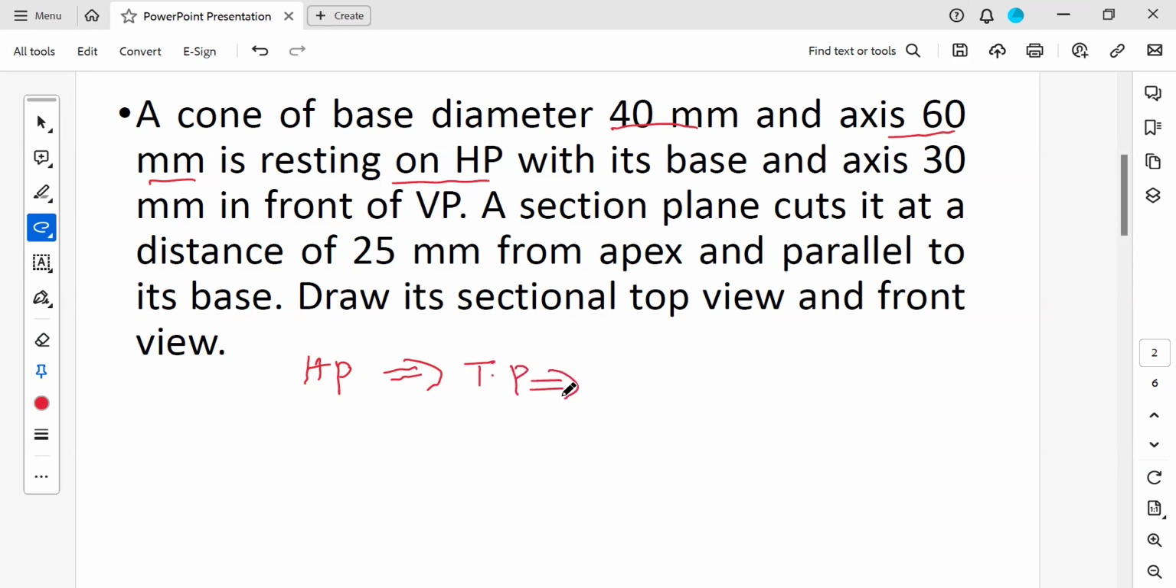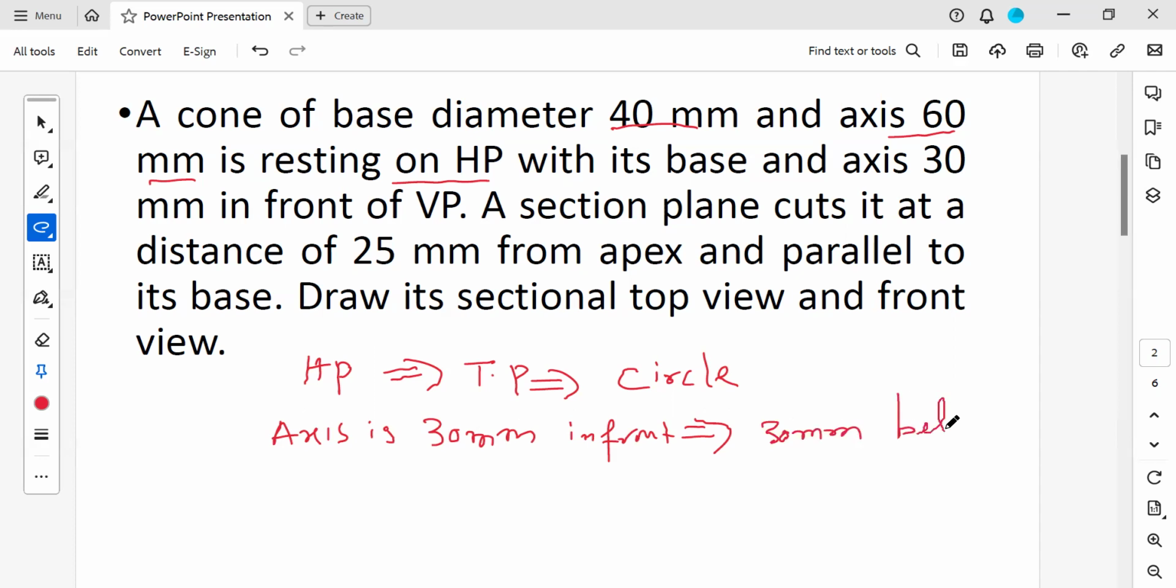So what is the top view? For a cone, the top view is the circle. So first we need to draw the top view circle. HP means horizontal plane. So with its base on HP and axis 30 mm in front of VP. Axis is given 30 mm in front of VP. That implies we need to locate the axis 30 mm below the XY line. 30 mm below the XY line, we need to locate the center or axis.